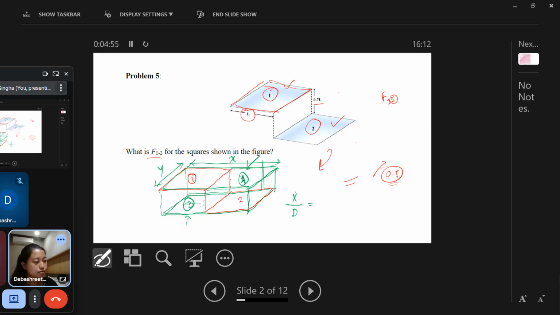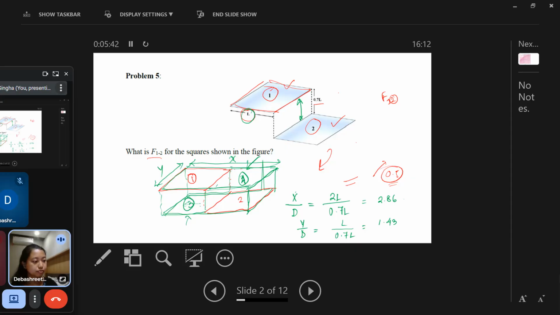So x by d: since one side is L, x is just twice L, divided by d. d is the distance between the two surfaces, that's 0.7L. So we have 0.86 (as read from the chart). And y by d is just L divided by 0.7L, which is 1.43.